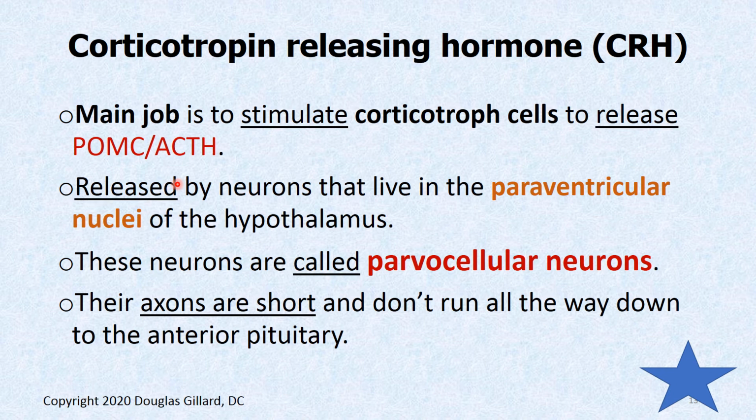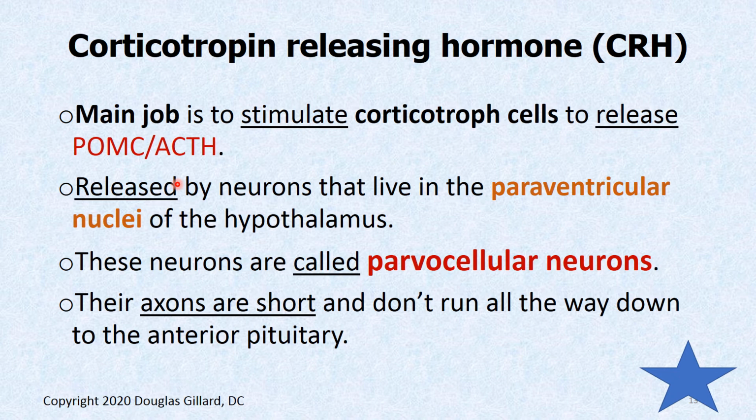CRH, so let's talk about that. We said its main job is to stimulate corticotroph cells to release POMC/ACTH. CRH is released by neurons that live in the paraventricular nuclei of the hypothalamus. I think we've said that before. And these neurons are called parvocellular neurons. So the parvocellular neurons live in the paraventricular nuclei.